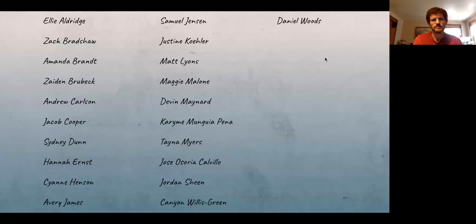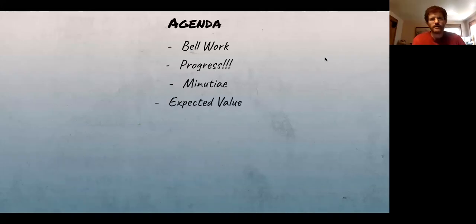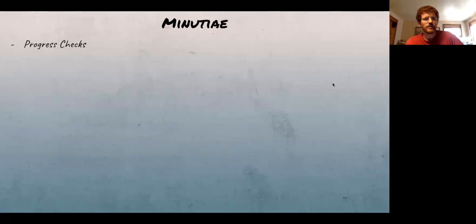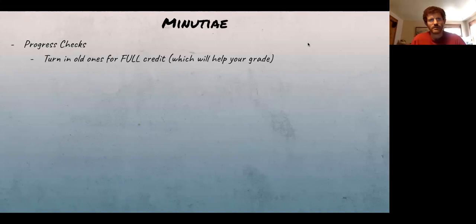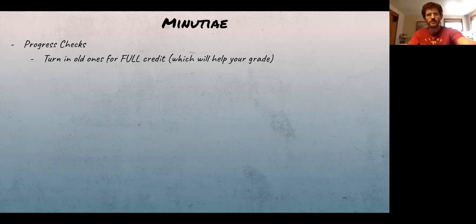All right, so we've got a few things to talk about. First of all, we've got some progress and some little bit of minutia to talk about, and then we're going to get into expected value. So we've got progress checks. First of all, old progress checks. What this is running through right now is some ways, because some of you might be worried about your grades currently, and I'm trying to give you some suggestions for things you can be doing to bring those grades up right now and things you can be thinking about for the next few weeks.